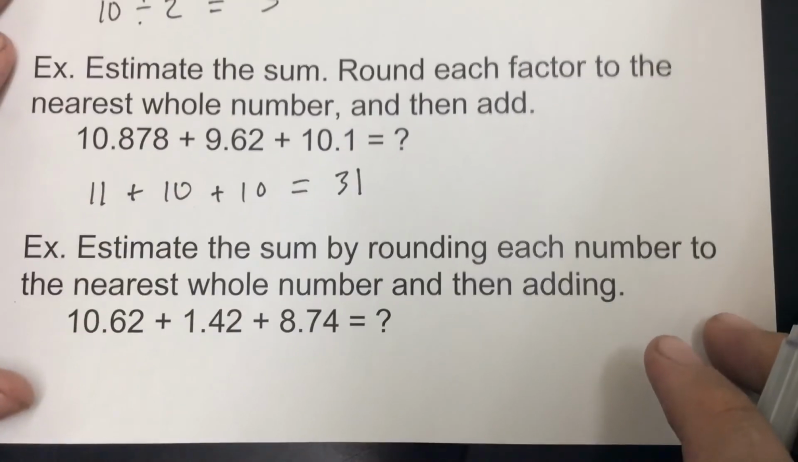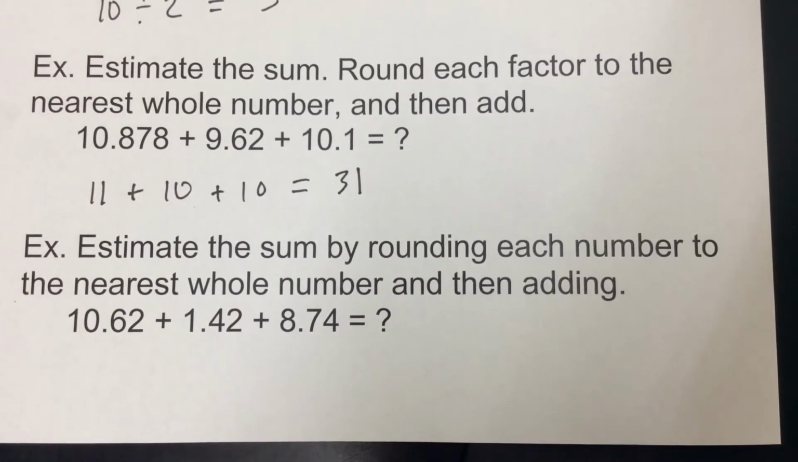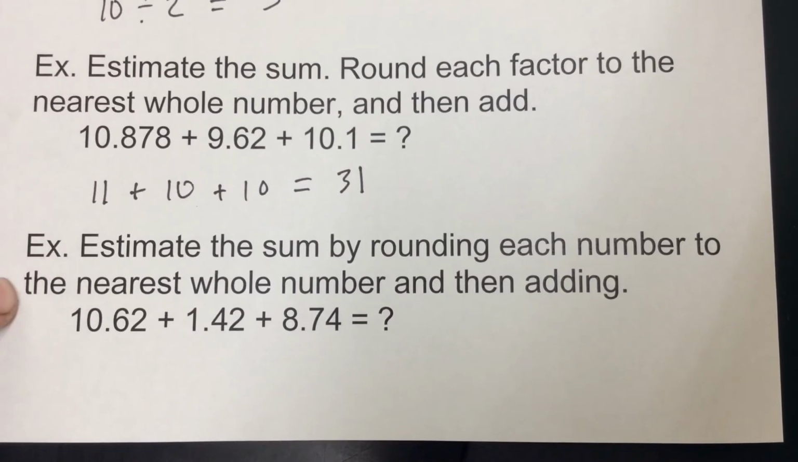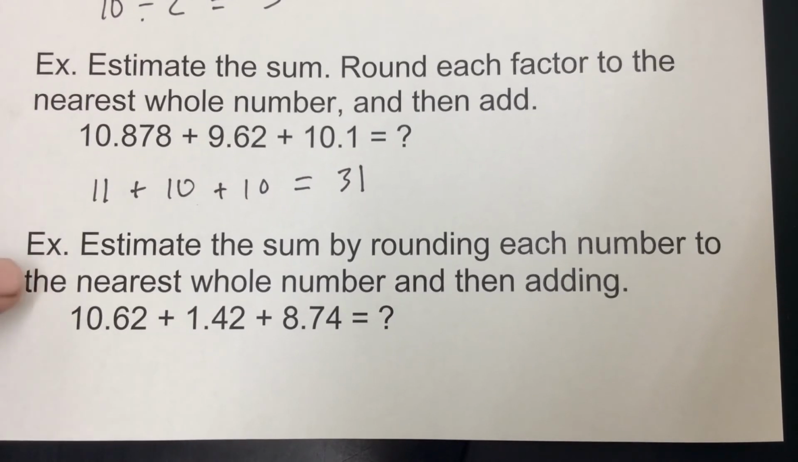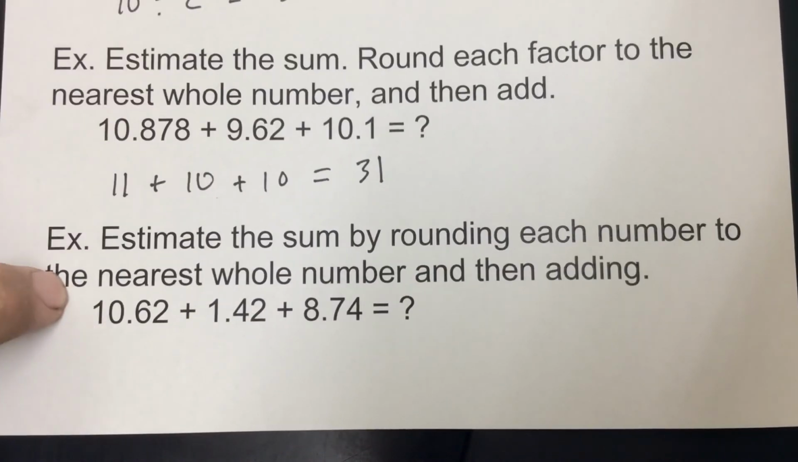Last one here, again, we're going to round to the nearest whole number. Now, again, pay attention to that. It won't always be the nearest whole number. It might say round to the nearest 100, round to the nearest 1,000. So look for that. Pay attention to that in the assignment. It'll tell you exactly what to round to.